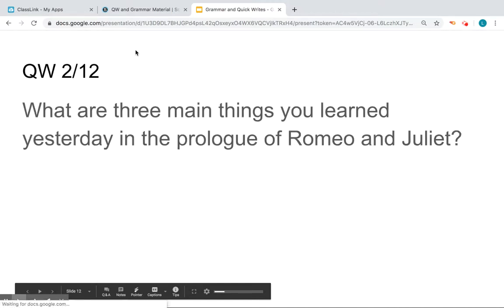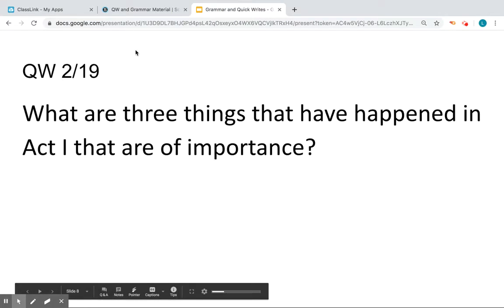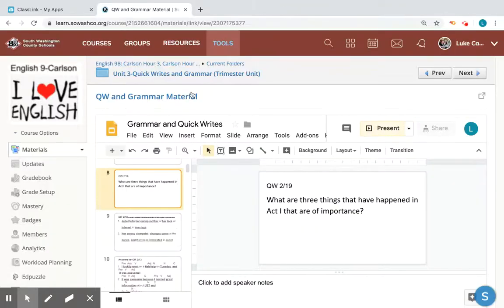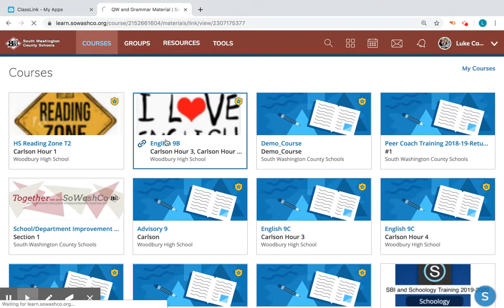And then the next day is a quick write. Then you go back to grammar, and again, the answers will be put in there for you. It'll be really helpful for you to go along and do these things as you go through this trimester, especially when I'm not here. In addition to that, I'm going to get back to my class here.